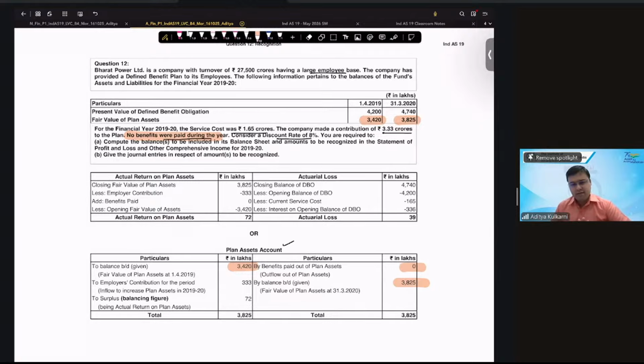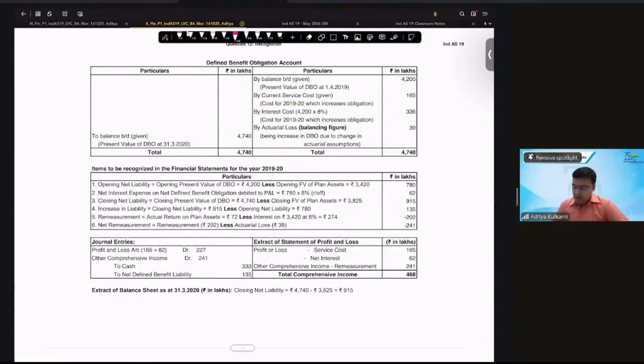You should not write anything, but I have just put it in the template so that you can see it is 0. Contribution during the period 3.33. This is money which goes into the plan assets. So 333 lakhs. And when you do this, what you get is a balancing figure of 72. This is your actual return. This return includes interest as well as any return above or below the interest. Are you clear till now? Yes, clear.